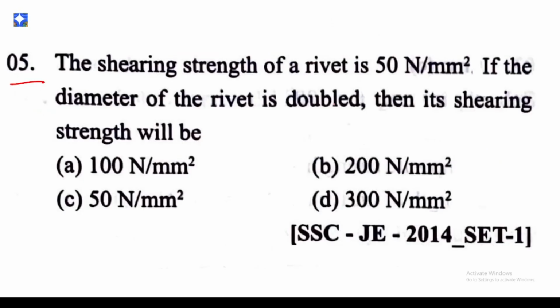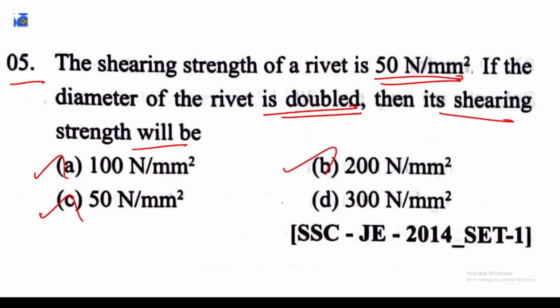So the shearing strength of the rivet is 50 Newton per mm square. If the diameter of the rivet is doubled, then what happens to the shearing strength? You have been given four options. Option A, 100 Newton per mm square. Option B, 200 Newton per mm square. Option C, 50 Newton per mm square. And option D, 300 Newton per mm square. And this question was asked in the year SSC JE 2014, set 1.